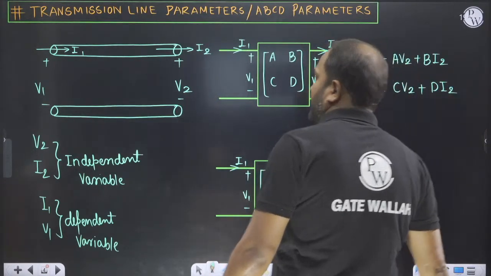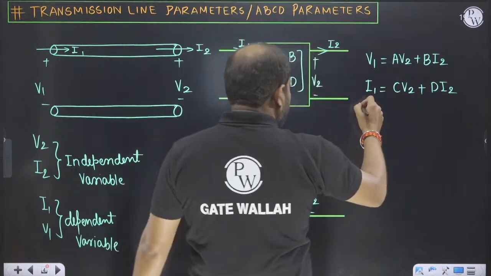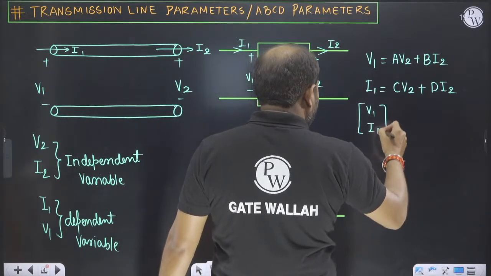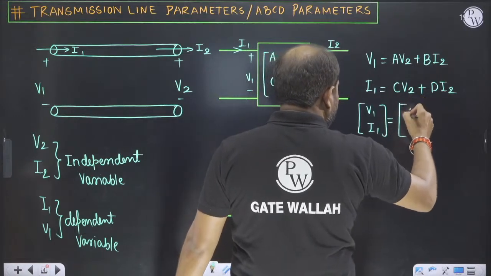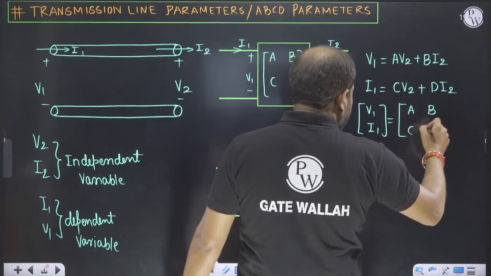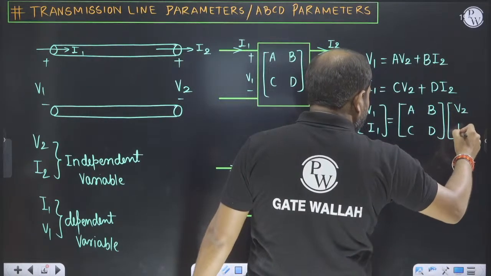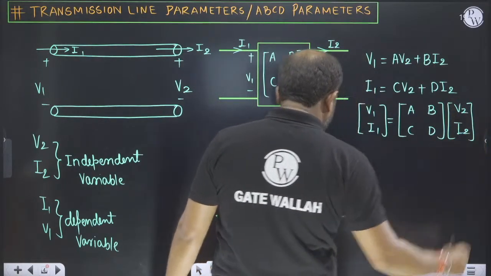This is the equation, and the matrix will be like this: V1, I1 equals the ABCD matrix times V2, I2. So it will be like this.